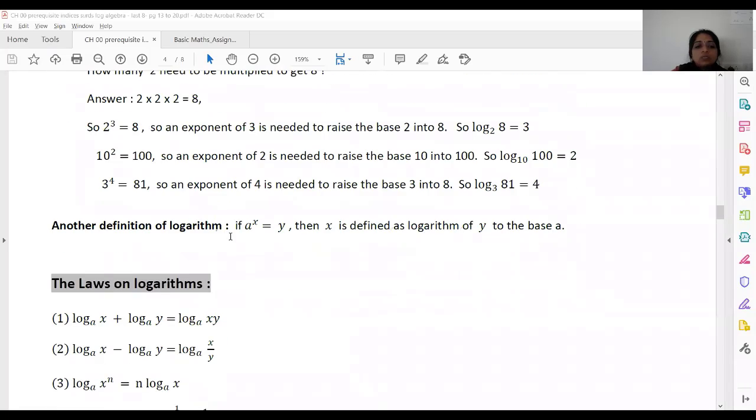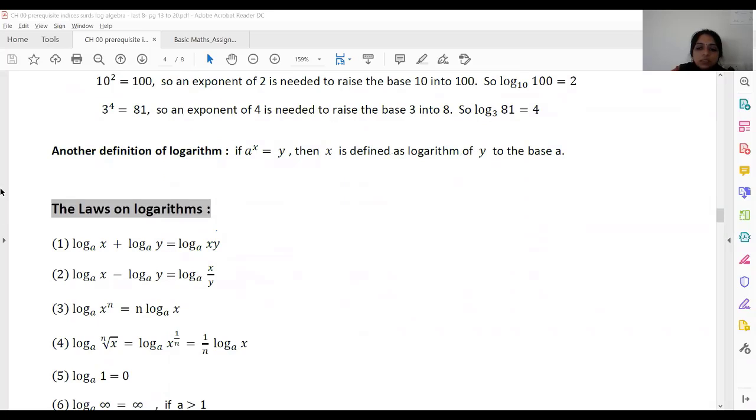Now the laws of logarithm. Students, the first law of logarithm is log a x plus log a y is equal to log a xy. This rule we apply if and only if the base is the same. Here the base is a in both terms. Okay, if we are given log a x plus log b y, then we cannot write log ab xy. If the base is the same, then we can convert our addition into multiplication. Similarly, for subtraction, we convert into division.